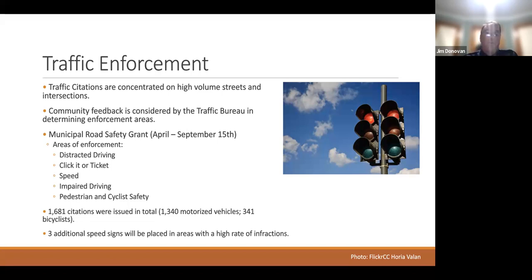It is the policy of the Somerville Police Department that our traffic enforcement is not punitive, it's educational. And if we can educate an operator of a motor vehicle with a citation instead of being punitive with a monetary violation, we do that. Within that municipal road safety grant, we were also able to purchase 3 additional speed signs that are placed in areas with a high rate of infractions. Those are those signs, when you drive by, that flash your speed and tell you to slow down, or sometimes give you a thumbs up. Next slide, please.